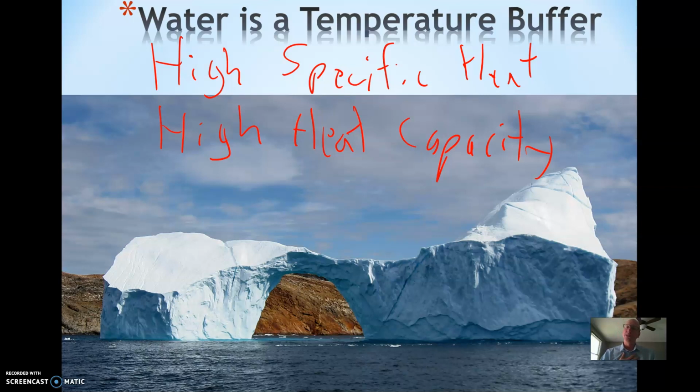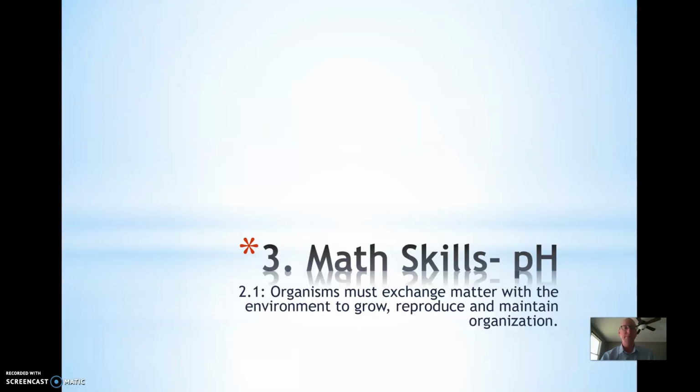As well as for us, we're able to heat up our body temperature, and we're mostly made of water. And then when we heat that water up in our body, we're able to maintain our body temperature of 98.6 degrees. So definitely we need the high heat capacity of water for us to survive.